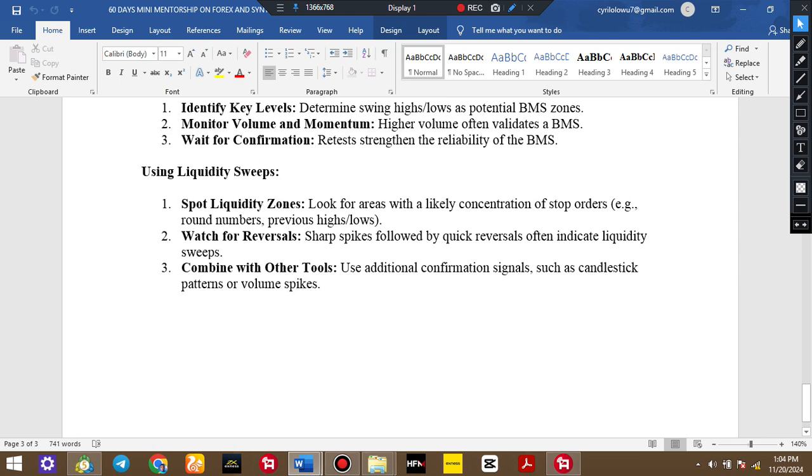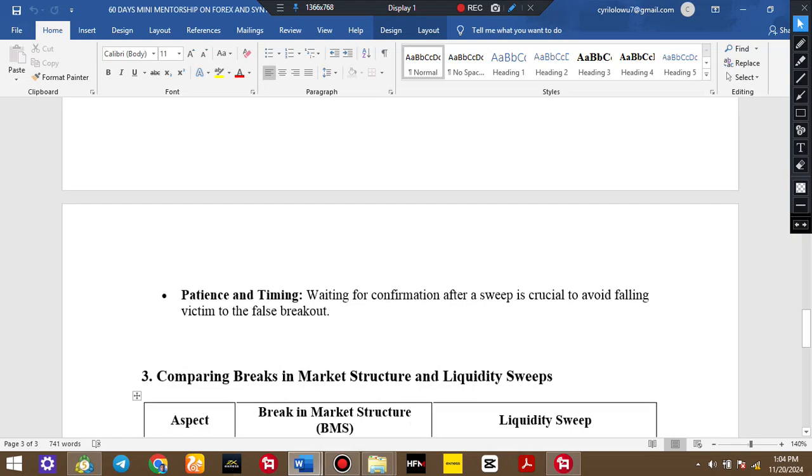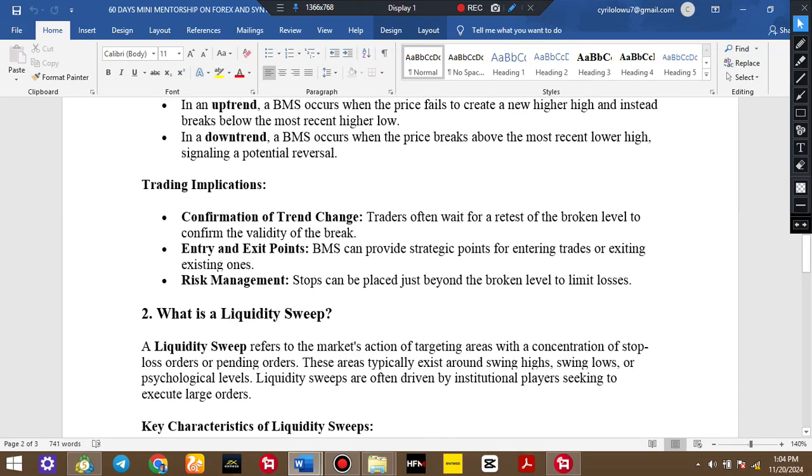A sharp spike followed by a quick reversal often indicates a liquidity sweep. Is that clear? When you notice a quick reversal, then it indicates a liquidity sweep. Three, combine with other tools, using additional confirmation signals such as candlestick patterns or volume spikes. So this brings us to the end of the theoretical aspect, just to give you an insight.